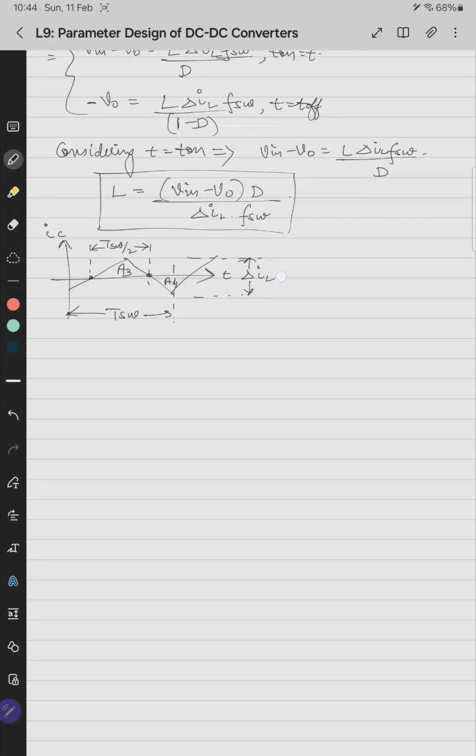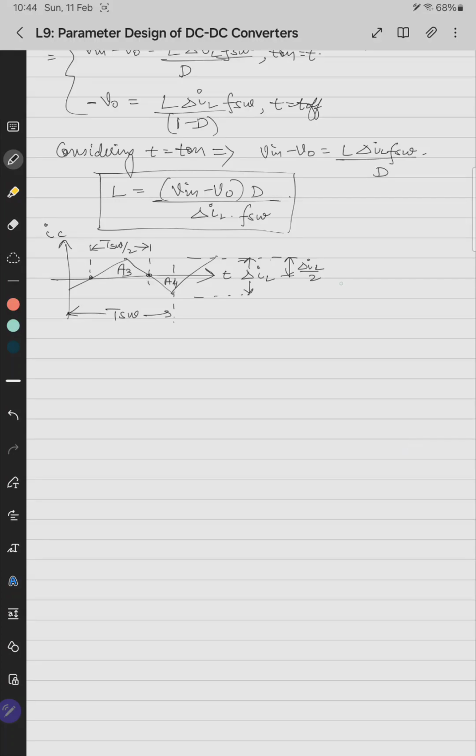So what is this? This will be delta IL by 2, because the same inductor current waveform is pushed down so that its average value is 0. That's why it is exactly pushed by half of the amount. So exactly half portion will go above the T equals 0 axis and half will go below it. So that's why it is T switching by 2.